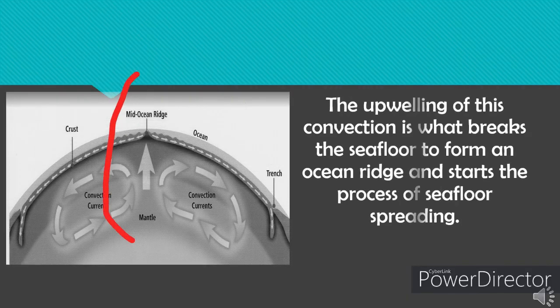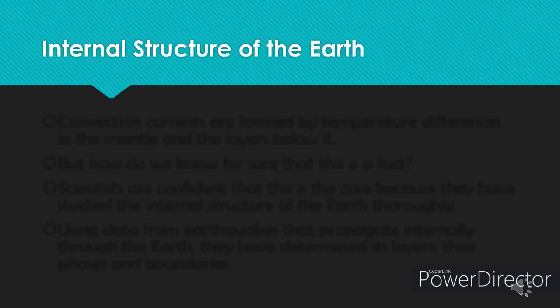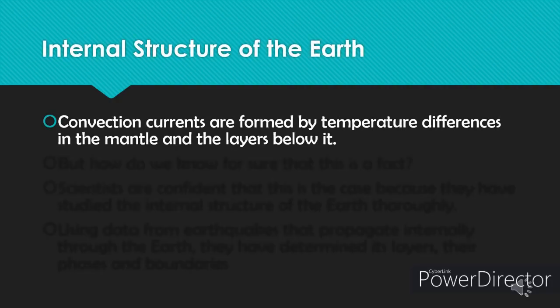The upwelling of this convection is what breaks the seafloor to form an ocean ridge and start the process of seafloor spreading. Internal structure of the Earth. Convection currents are formed by temperature differences in the mantle and the layers below it.